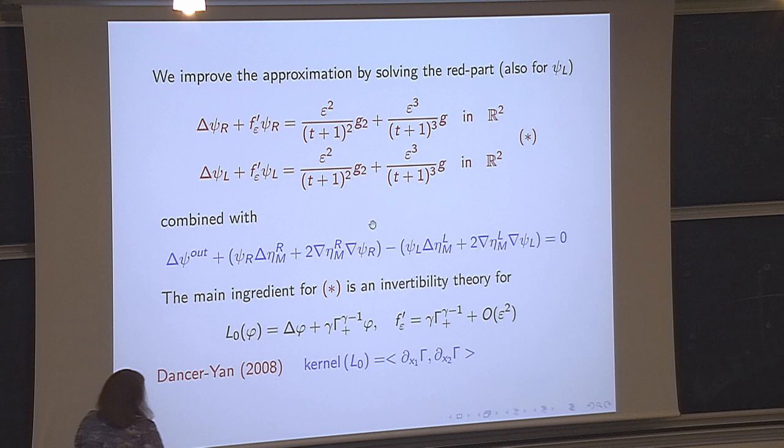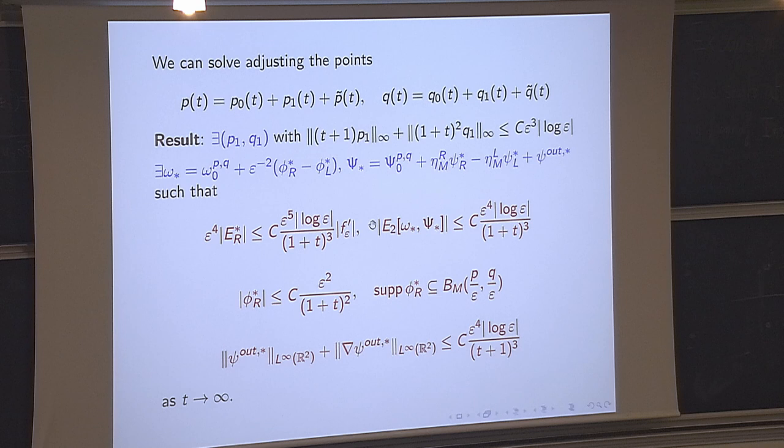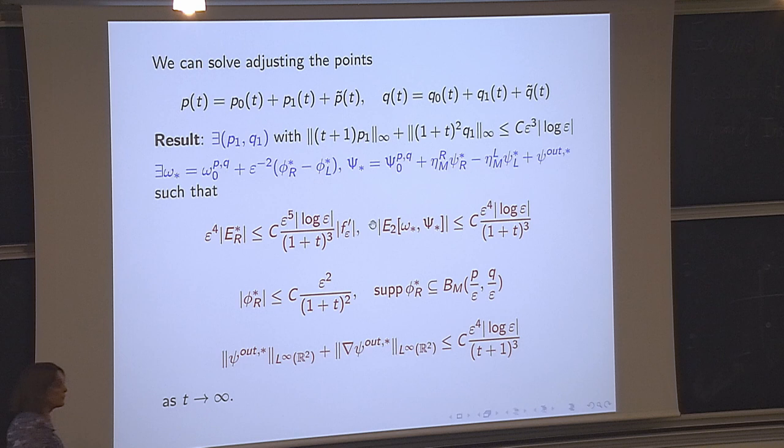And we combine this with solving in psi out. So what do we get? This is a result. We can adjust the points: the original p-naught will now be adjusted by something that we call p1. Then there will be something else left that you will not see in the rest of my talk, but at the final point we will need to adjust the final p tilde. So there exist P1 and Q1, whose sizes are epsilon cubed divided by 1 over T for P1, and epsilon cubed divided by T squared for Q1.